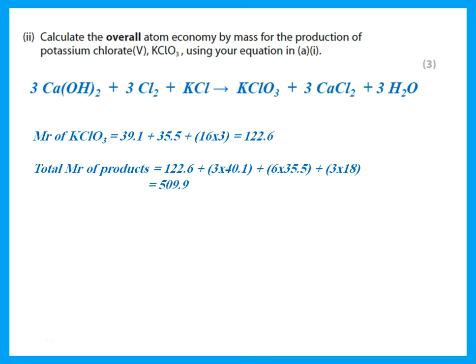I calculate its MR. And the atom economy is the MR of what I want over the total MR of all the products. So the total MR of all the products is the MR of the KClO3 plus 3 times the MRs of the other products, 3 calcium chloride plus 3 water. All of this is the total MR of the product, and my percent atom economy is the MR of the KClO3 over the MR of all the products times 100, so that comes out to be 24.04%.